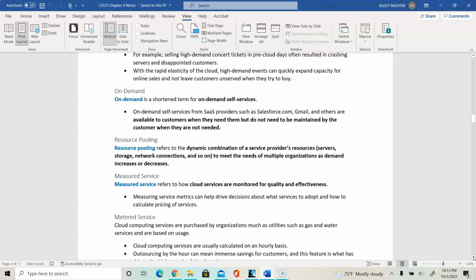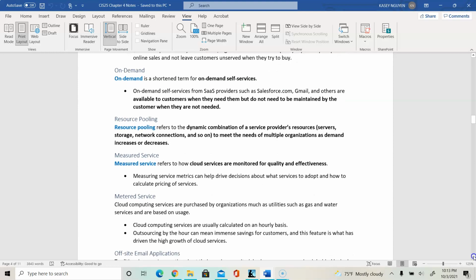And measured service, or metered service, is what you would see where they monitor the quality and the effectiveness of the cloud service. And so they would have metrics, which are tables and scales that would measure the actual service that they have adopted based on the pricing.